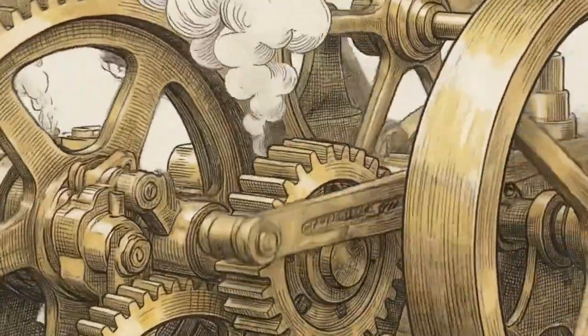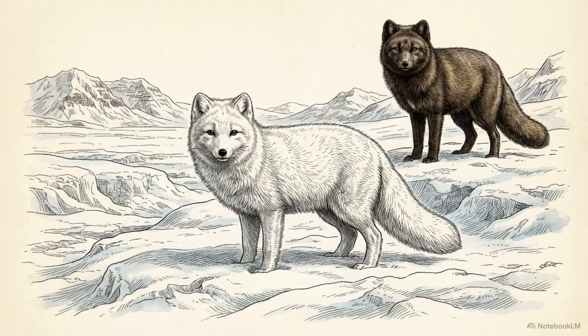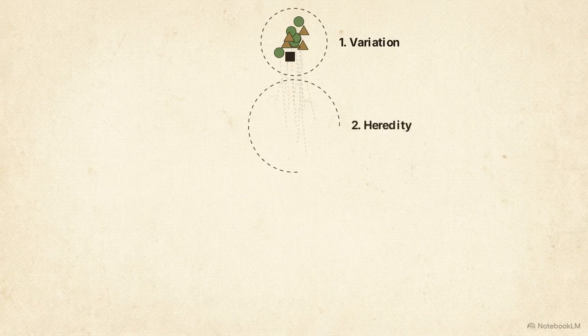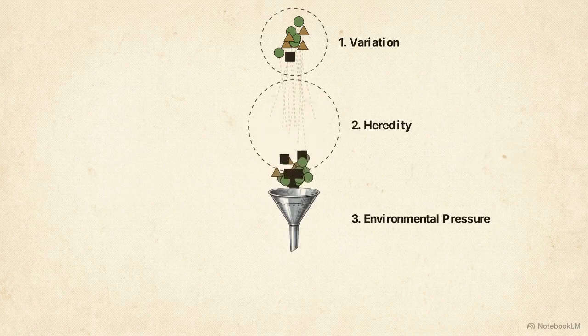Forget the popular phrase, survival of the strongest. Natural selection strictly means the survival of the individuals most adaptable to their specific environment. This diagram illustrates the first half of Darwin's proposed engine. First is variation. Individuals in a given population are naturally born with slight physical differences. Second is heredity. Variations transmit to offspring.